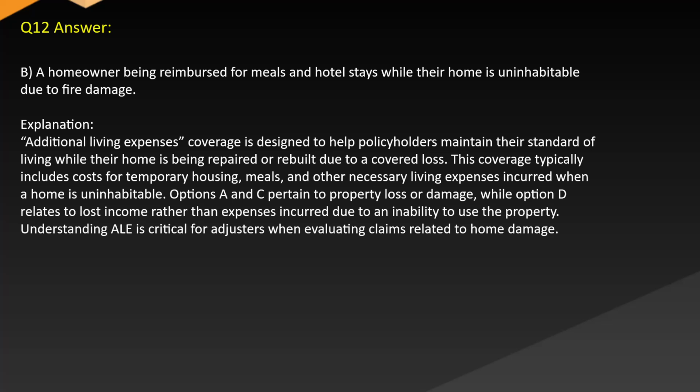Options A and C pertain to property loss or damage, while option D relates to lost income rather than expenses incurred due to an inability to use the property. Understanding ALE is critical for adjusters when evaluating claims related to home damage.